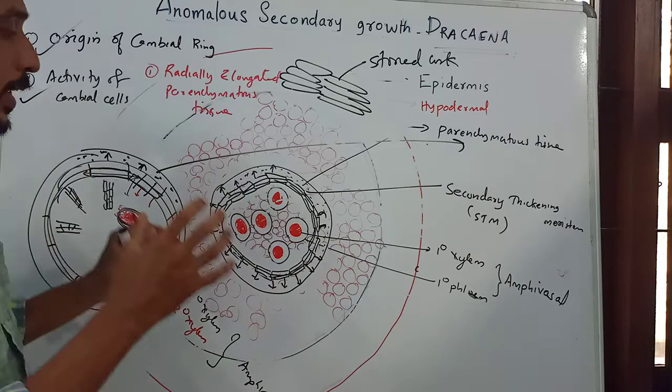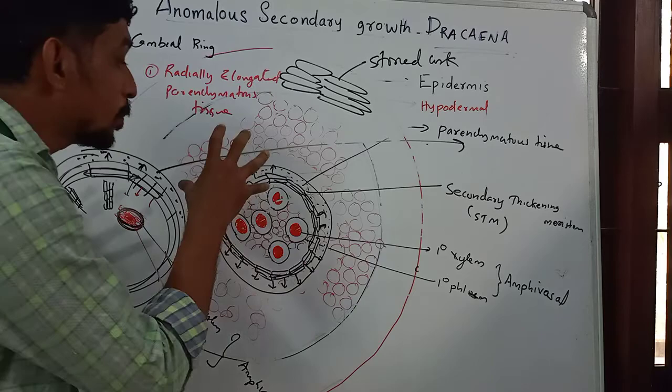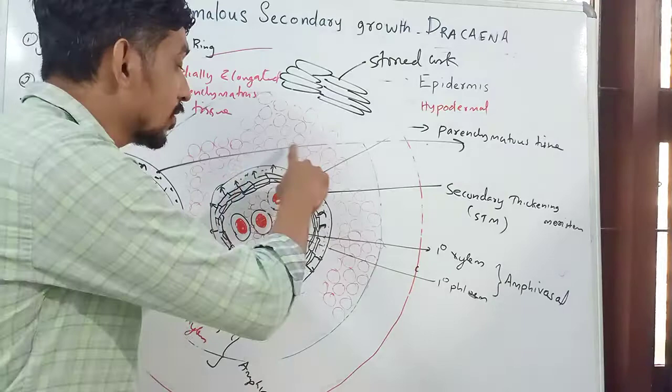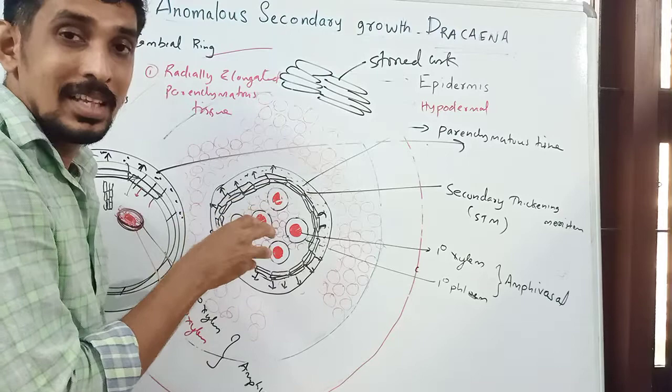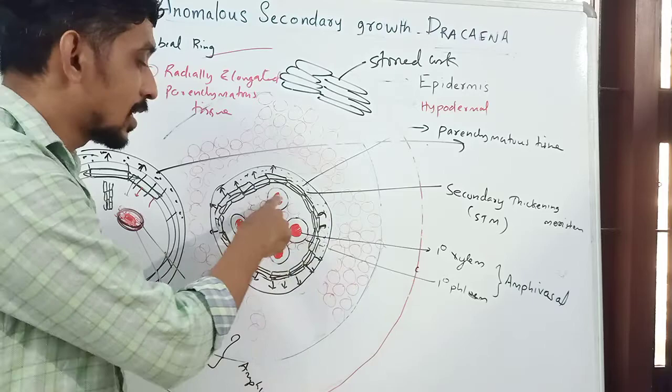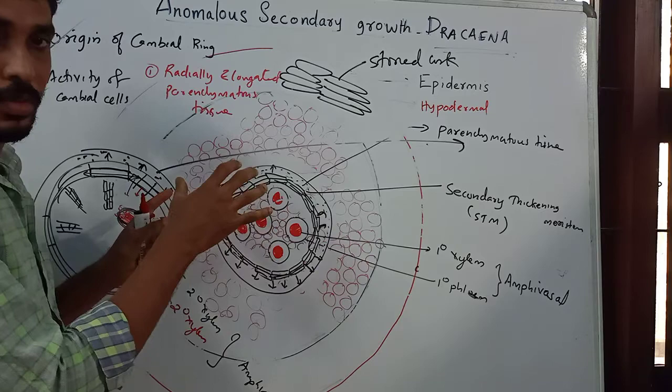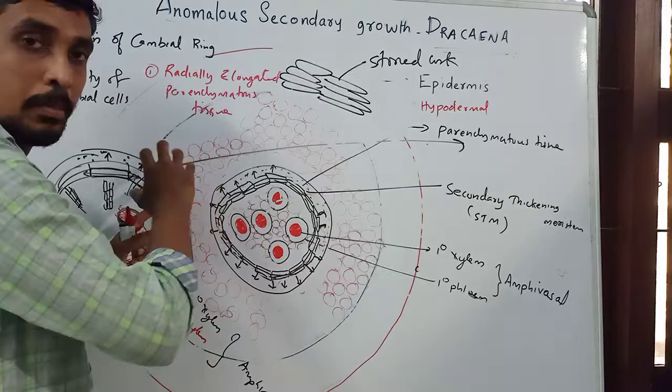So after secondary growth, you can see the primary amphivasal vascular bundle. Around that primary amphivasal vascular bundle, you can see numerous layers of secondary amphivasal vascular bundles. When we consider the size, the secondary amphivasal vascular bundles present around the primary one are smaller, and the primary amphivasal vascular bundle is larger. Ultimately, each amphivasal vascular bundle formed is completely encircled by conjunctive tissue. So this is the type of secondary growth in Dracaena.